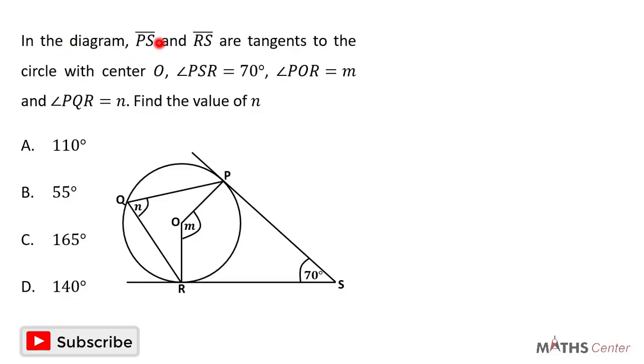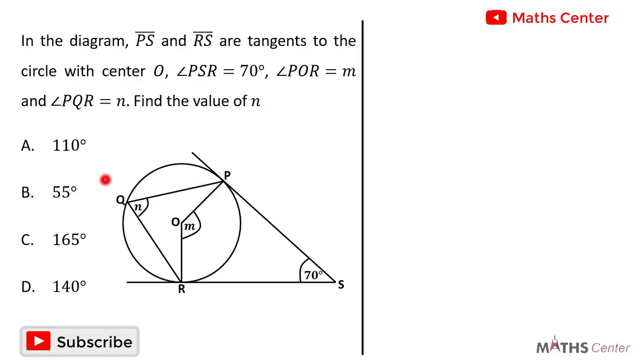In the diagram, the line PS and the line RS are tangents to the circle with center O. Angle PSR is 70 degrees. Angle POR is M and angle PQR is N. Find the value of N.